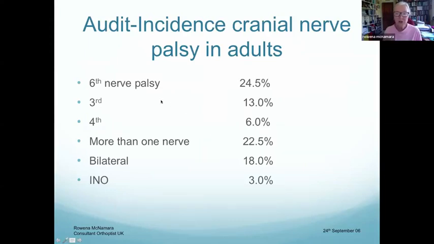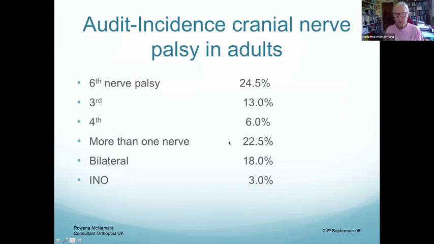What you're going to see in the clinic, I think, is going to be sixth nerve palsies. We've got surveys from different countries in the world, but a lot of the percentages are the same. The sixth nerve is a long nerve and it's liable to get damaged in several ways in several places. So you're going to see a higher percentage of patients with sixth nerve palsies than anything else. The second most common would be the third nerve, and the least common is the fourth nerve.